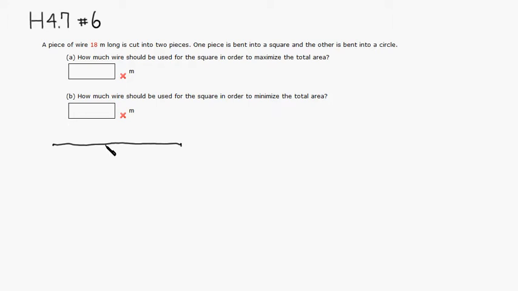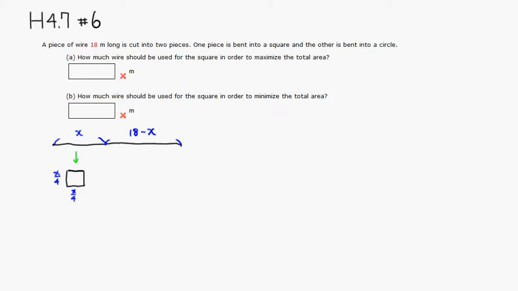Alright, so we say cut it right here. Let's say this is going to be our x. Of course, the total is 18, so this is going to be the rest of it, 18 minus x. Then this is going to be made into a square. So you're going to have a square, and obviously we have to split that into 4 pieces, so it's going to be x over 4 by x over 4 is the dimension of the square.